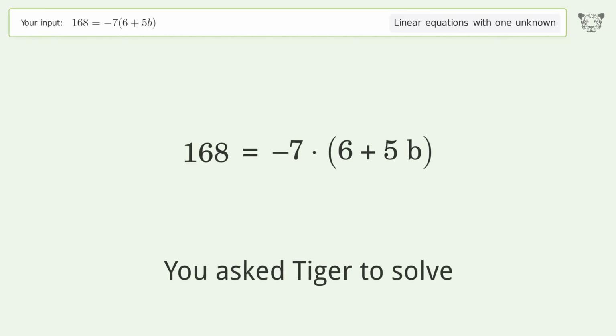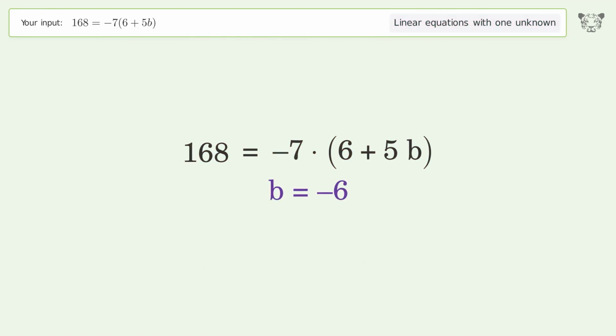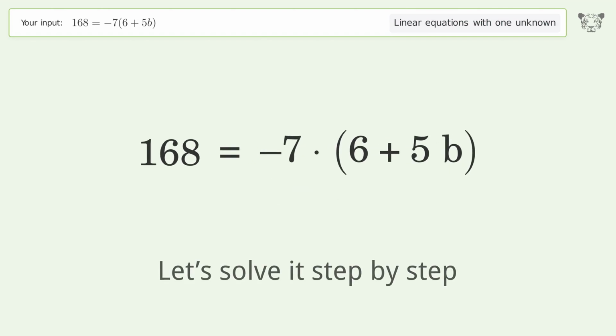You ask Tiger to solve this. This deals with linear equations with one unknown. The final result is b equals -6. Let's solve it step by step.